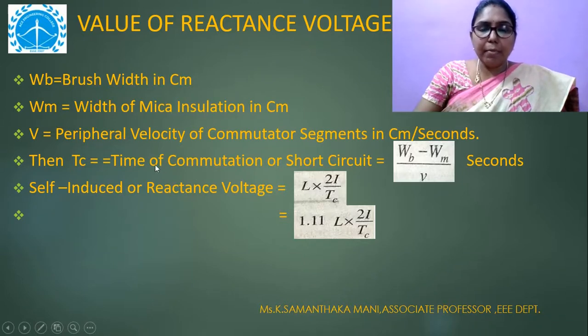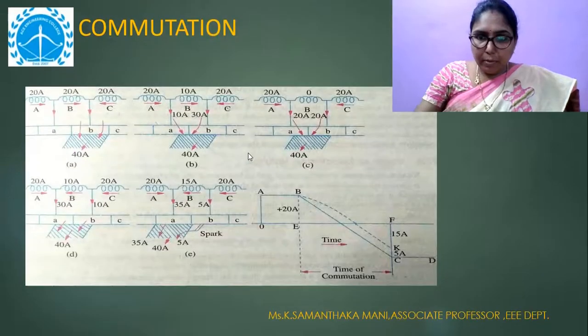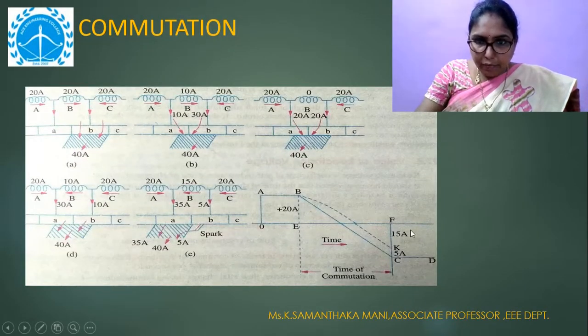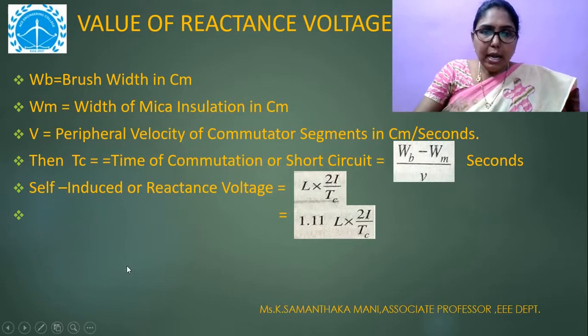It is also called the time of short circuit, that we have seen in the earlier diagram. So from the point E to F is called time of commutation. It is the moment at which the coil gets shorted to the moment at which the short circuit has completed. The time taken for reversal of the current from plus I to minus I, crossing through 0. So TC is the time of commutation. It can also be called the time of short circuit.